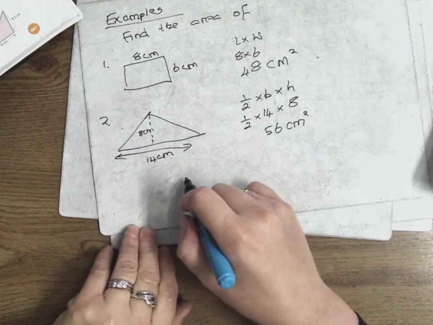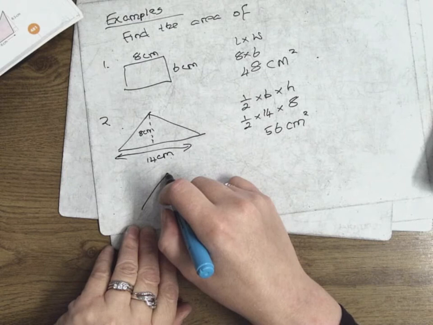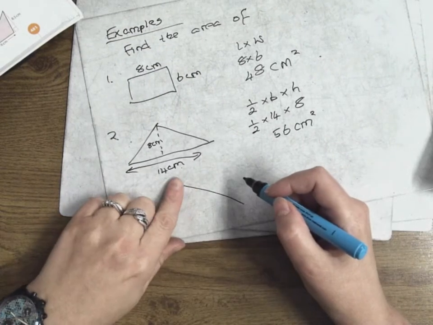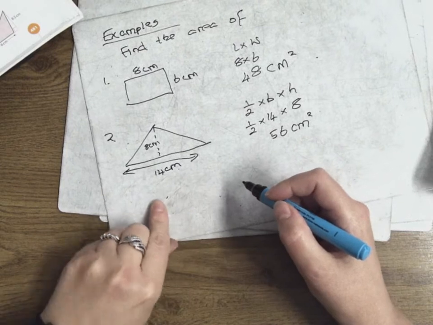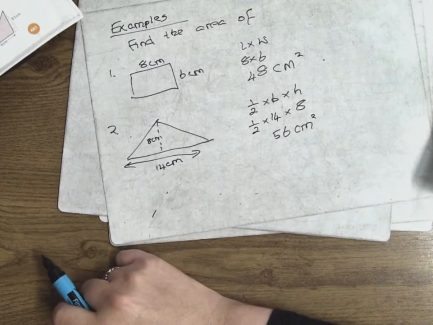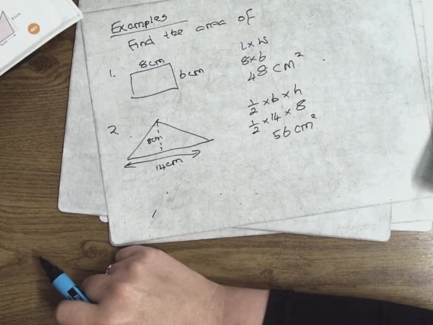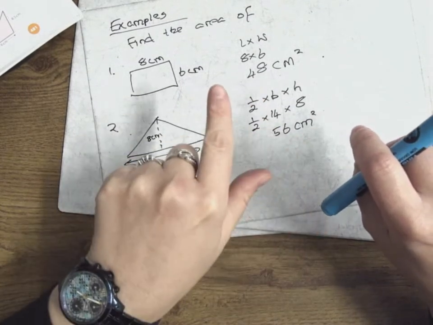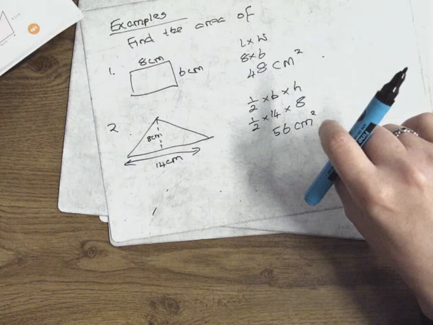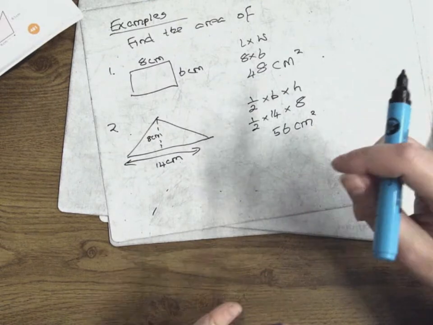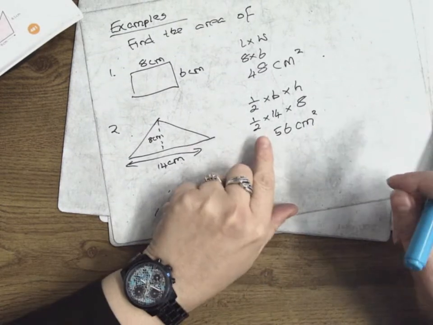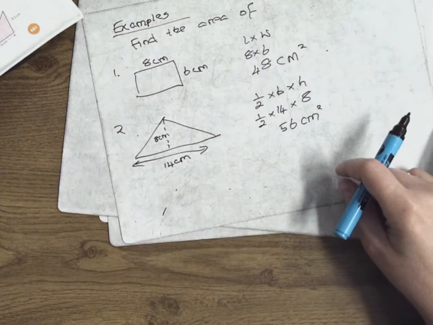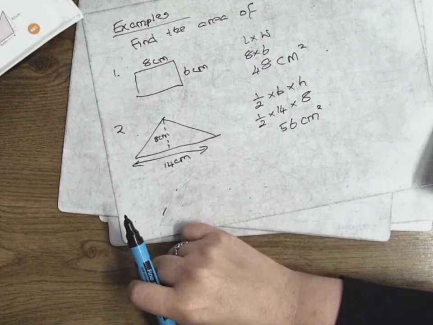Is that half the base, or is it a half by 14? Half the base and a half multiplied by the base are the exact same thing. If you do a half multiplied by 14, you get 7. If you do half the base, it's 7. So they're both the same thing, so you can do it either way. The reason I say a half multiplied by is that sometimes the base is an odd number and it mixes people up.